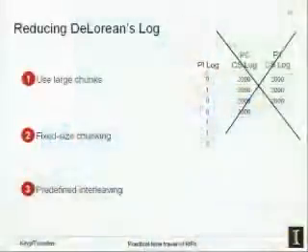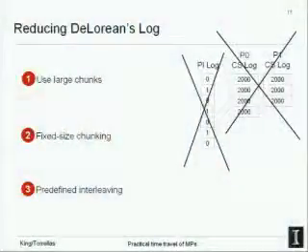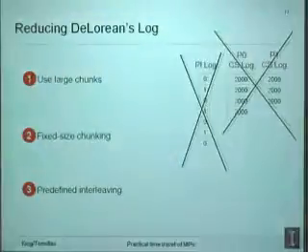Third thing I can do is predefine the interleaving. Rather than having the arbiter take the chunks and record the order in which they came, let's say I have a round-robin algorithm that says I'm going to take one chunk from each processor. If somebody comes and says I want to commit and it's not his turn, I'm going to say just wait. So if I have 0, 1, 0, 1, 0, 1, I can get rid of this. In a sense, I'm eliminating most of the logging.